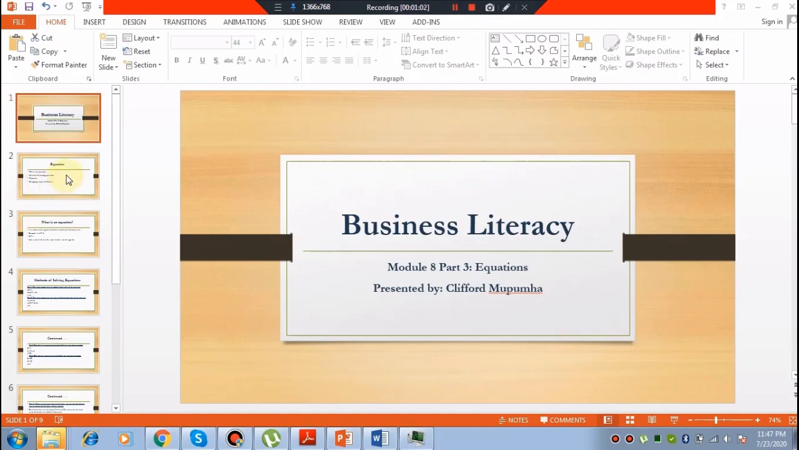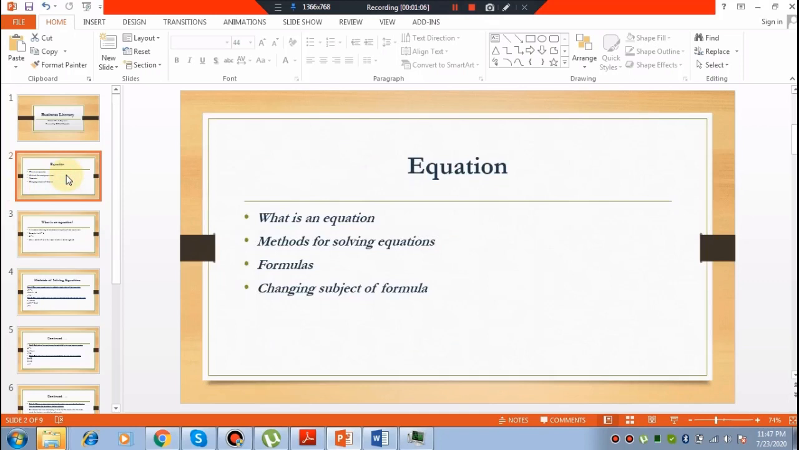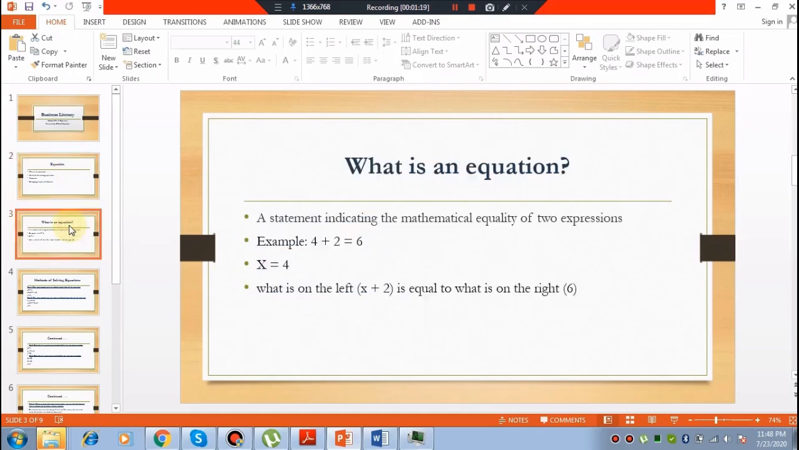So going to the business of today, today we're going to look at what is an equation, methods for solving equations and formulas, and changing the subject of a formula. Just to kickstart, we need to find out exactly what is an equation. An equation is a statement indicating a mathematical equality of two expressions.